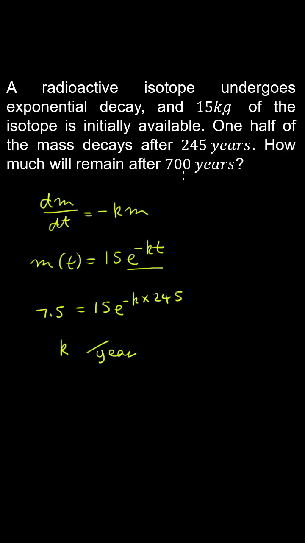And then how much of the isotope will remain after 700 years? Well, what you do is plug in 700 years into this equation, and you'll obtain a mass in kilograms. And post your answer in the comments.